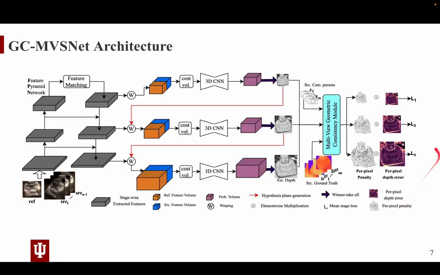This is the complete architecture of GC-MVSNet, which is a three-stage process. At the end, we apply this GC module, which is the multi-view geometric consistency module, which takes depth maps from each stage, the source ground truth, and their corresponding camera parameters. It generates the penalty, which is then multiplied with the per-pixel depth error to generate the loss values. These loss values are then summed together to generate the final loss value.